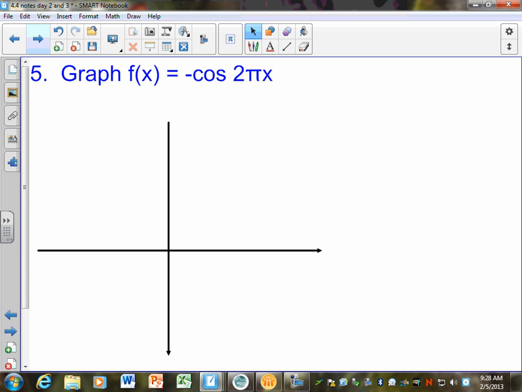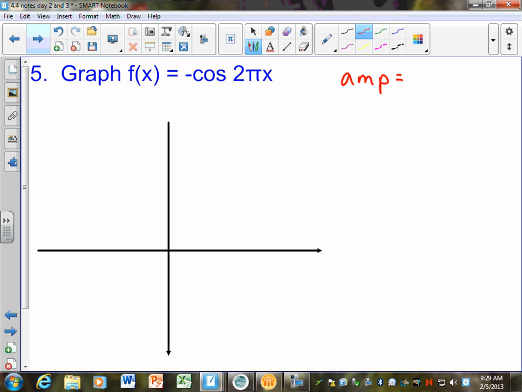I would still start with my amplitude and my period. That's how I label my x and my y axis. Notice there's a negative in front of this. That's something to pay attention to. What does that mean is going to happen to my graph? It's going to flip, which means we can just make the XY chart, or every point that normally is up is going to be down on the bottom part of the y-axis.